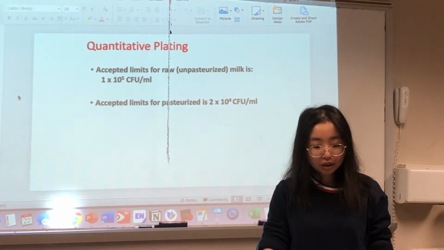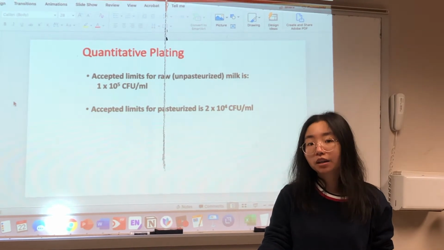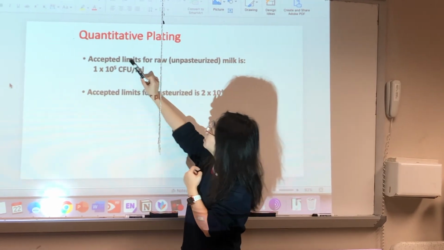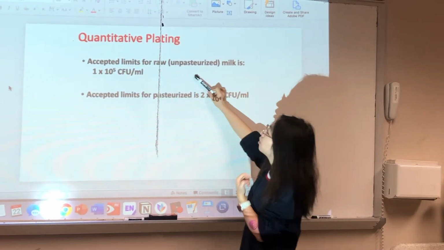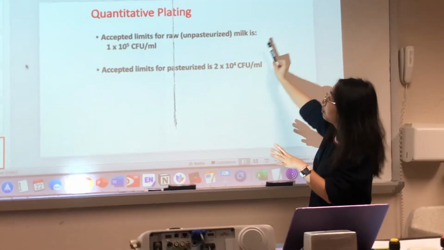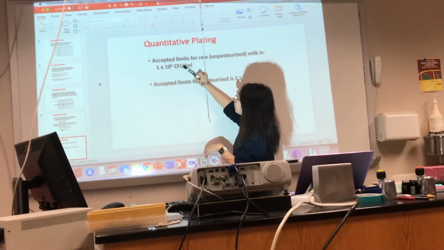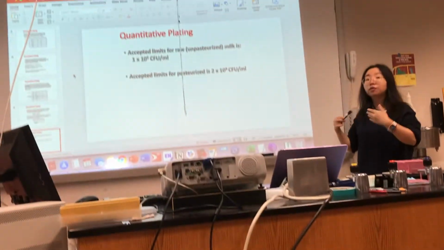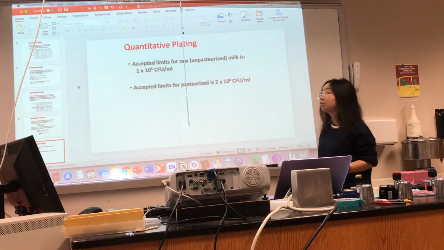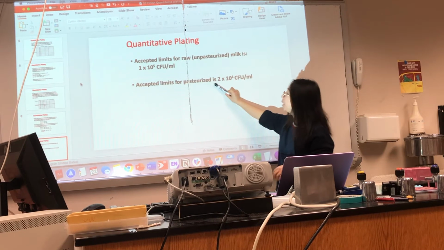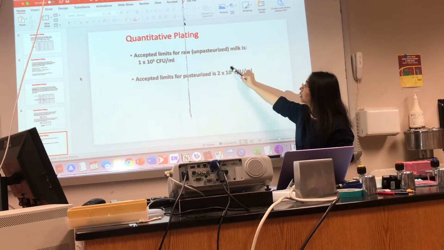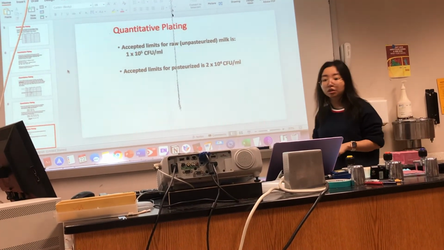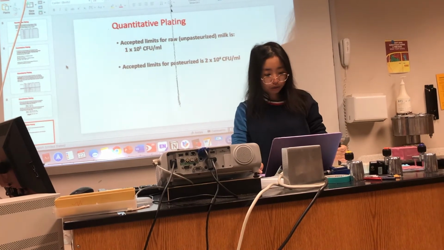And we are going to evaluate whether our milk is in the range of our accepted limits for raw milk. The accepted limit for unpasteurized raw milk would be 10 to the 5th CFU per ml. That would be the colony forming units present in the raw milk samples, and the accepted limit for pasteurized would be 2 multiplied by 10 to the 4 colony forming units per ml. So this is what we are talking about, quantitative.